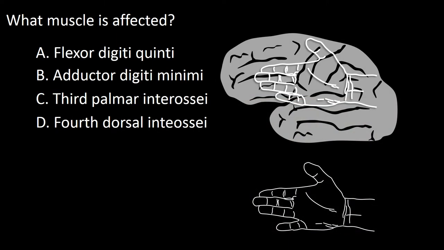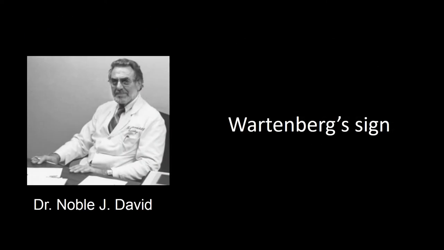Next question. What muscle is affected? A. Flexor digiti quinti, B. Abductor digiti minimi, C. Third palmar interosseus, D. Fourth dorsal interosseus. This is a photograph of Dr. Noble David. He was the first person who mentioned the Wartenberg sign to me when I was a fellow at the University of Miami.